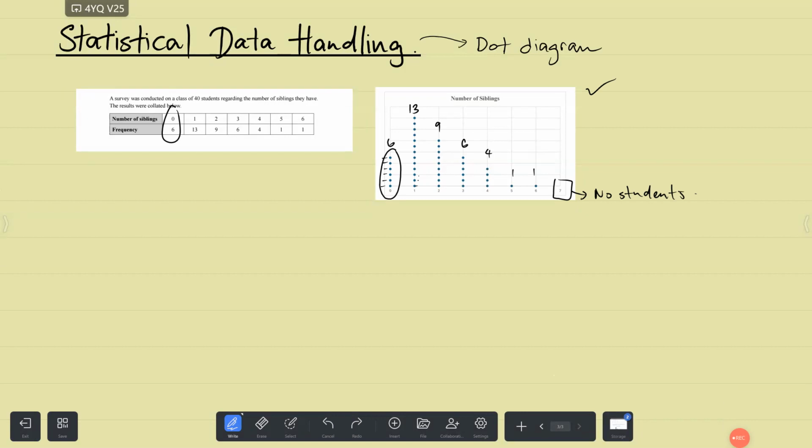And one visual convenience afforded to dot diagrams is that if you look over here in the starting portion of our dot diagram, you can observe some form of clustering, whereby the data points cluster around 1 sibling. So what you can conclude is that it's very common to meet a student from this class with 1 sibling or 0 siblings or 2 siblings, just around that particular set of values. And as you can tell as well, it's very rare to meet a student with 5 or 6 siblings, but it's only 1 of each.